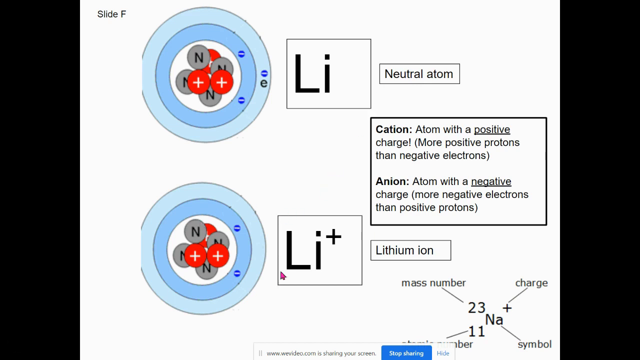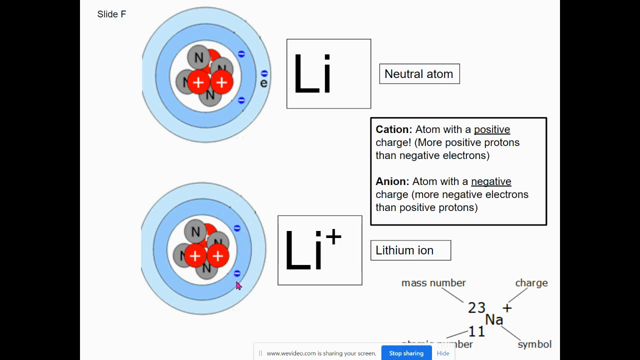So if we come down here, in this example, this is a lithium ion. What's happened is this lithium atom has somehow lost an electron. We'll talk about why that might be later. But you can see it has 3 protons still, because protons are pretty stable. They stay in the nucleus. They don't come and go like electrons do. And now I only have 2 electrons.